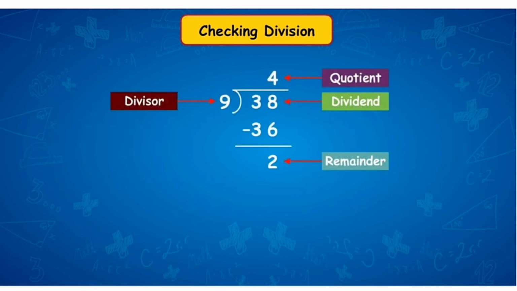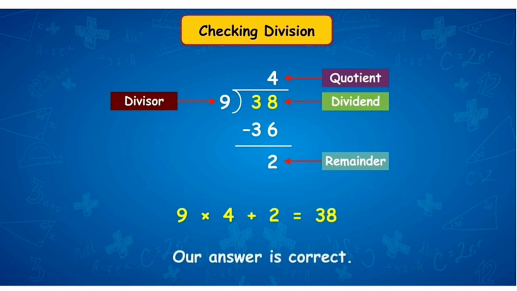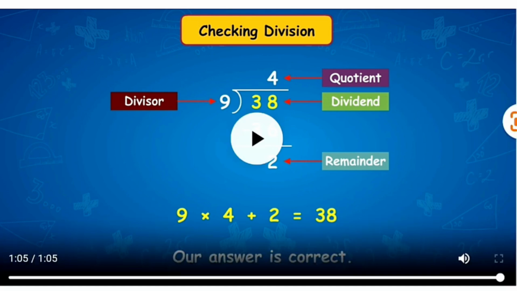From this division fact, we have divisor 9, quotient 4, remainder 2 and dividend 38. 9 multiply 4 plus 2 is equal to 38. So, our answer is correct.